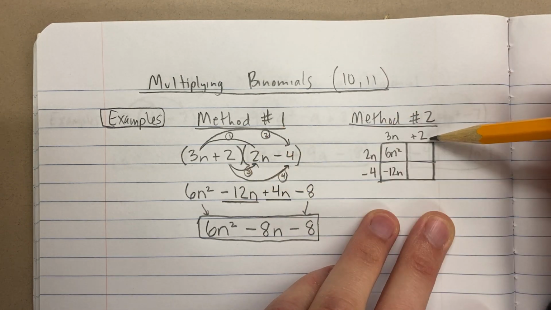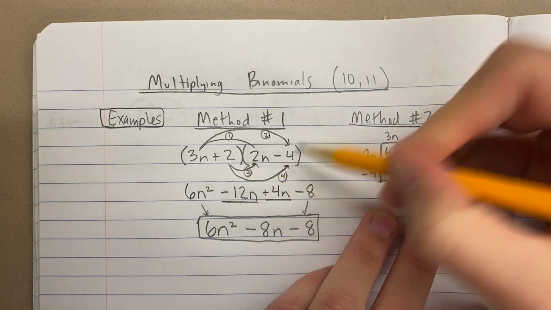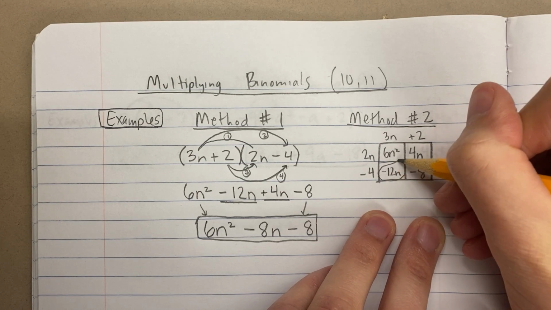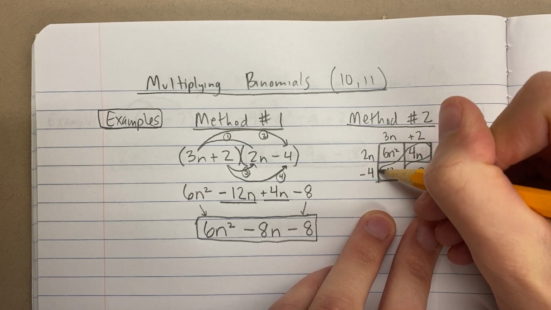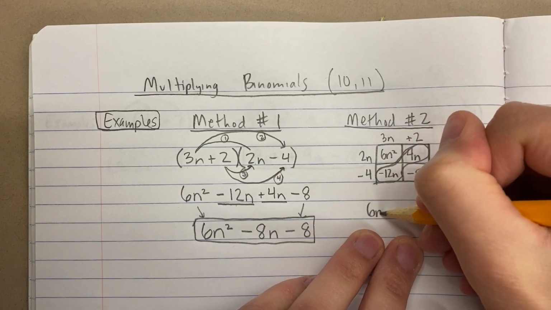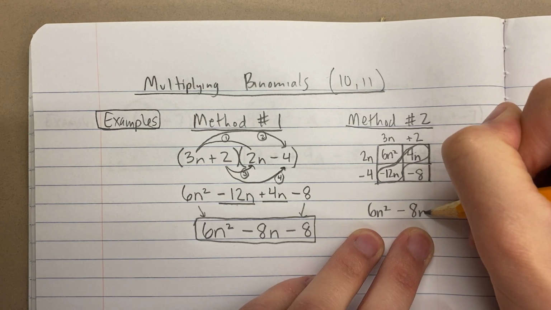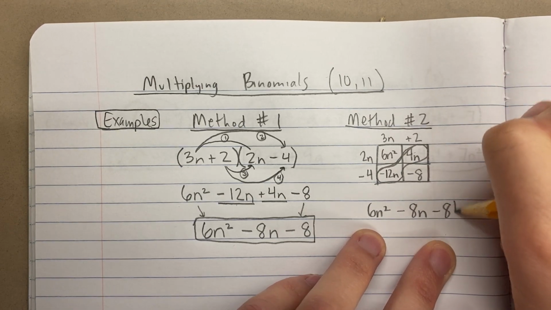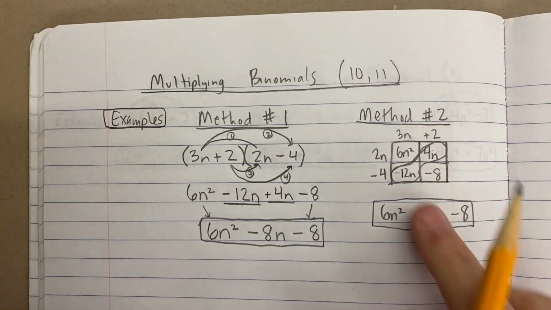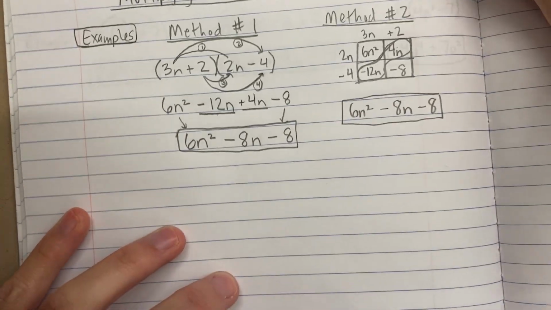Now I'm going to multiply this 2, right? So I'm going to do 2 times 2n. I still get 4n. And 2 times negative 4, and I still get negative 8. And then my like terms are pretty much always going to be in this little peanut shape right here, right? See that peanut shape? Okay, and then I'm combining. So I'm bringing down 6n squared. I'm combining these two. Negative 12 plus 4 is negative 8. That's negative 8n. And bringing down negative 8. So notice, same answer. In fact, even pretty much exactly the same steps, so it's just a matter of visual, which one do you like better. Okay, let's do another one.